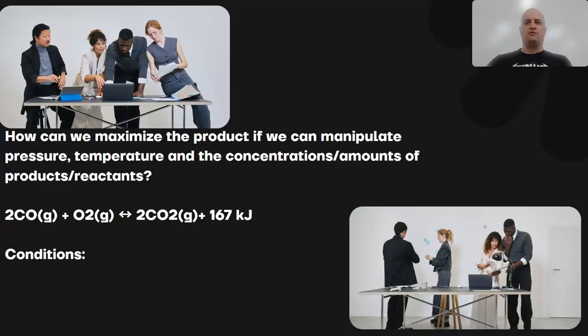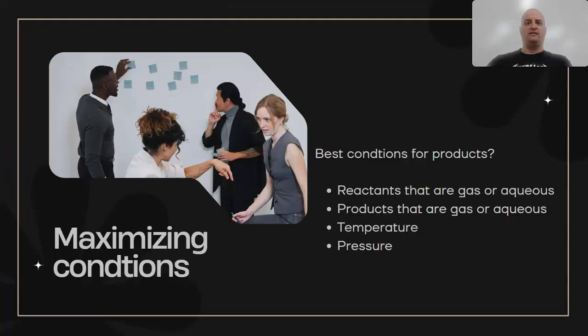So let's summarize this to where we can use this kind of concept across any of these. So for the reactants that are gas or aqueous, remember solids and liquids we just ignore, you would want to increase those reactants in order to maximize products. For products that are gas or aqueous, again, ignore any solids or liquids, we would decrease the product concentration for those that are gas or aqueous. For temperature, we would increase the temperature if we have energy as a reactant. We would decrease the temperature if the energy is as a product.